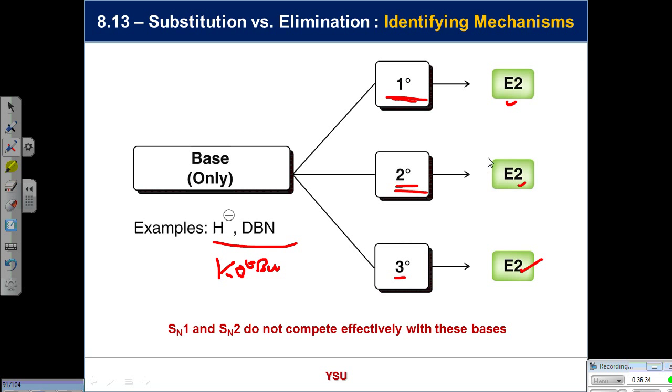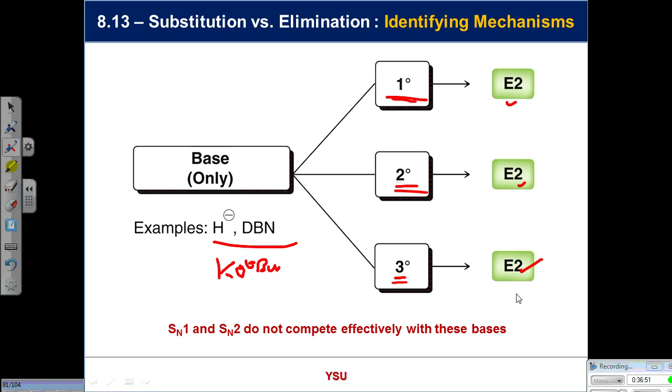Move into the secondary systems. We're now looking at systems that are a bit more crowded. Should that favor an SN2 or an E2? E2. Why not SN1? Why not E1? Too basic, right? You recognize these things as being highly basic. They're not going to allow the carbocation to form.